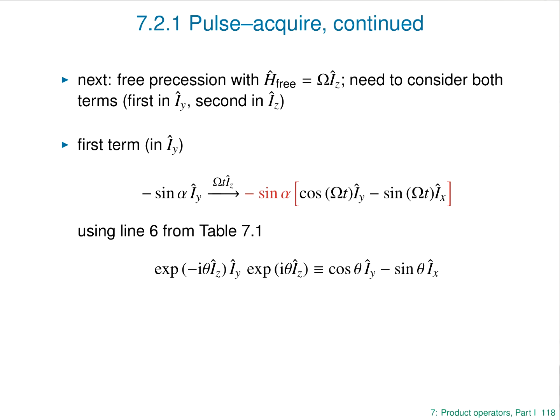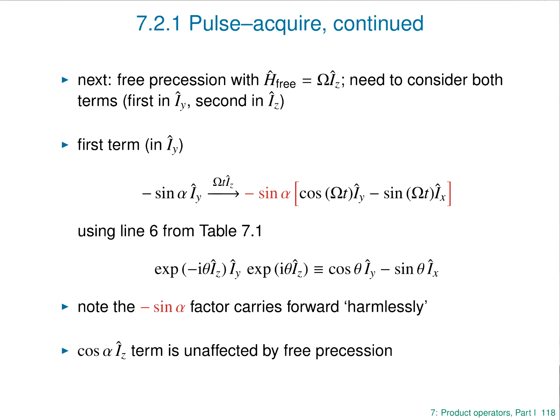and you'll see I got that by taking line 6 from the table, which is the rotation of y about z. And if you rotate y about z, you get cos theta Iy minus sine theta Ix. And all I've done is I've put theta equal to omega tau. So the thing in the square bracket is the new term, and the minus sine alpha is just a term that's carried forward from the original part of the calculation in a harmless way.